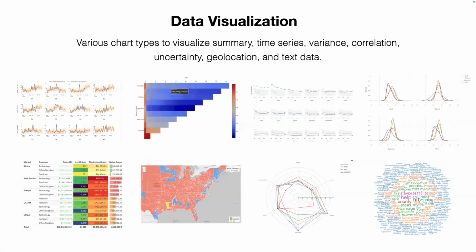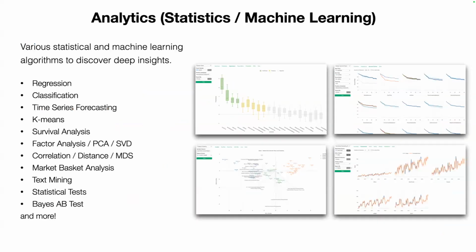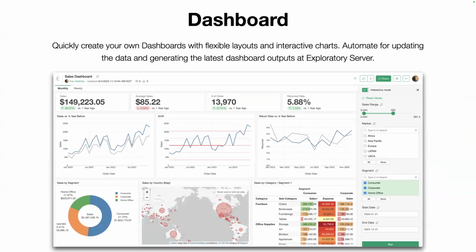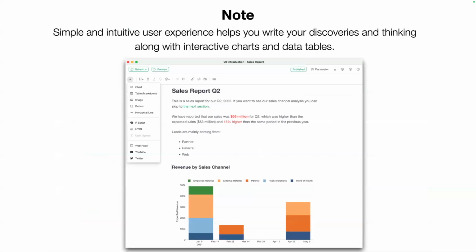And then data visualization provides various types of charts and functionalities to visualize the data and find patterns and trends more easily. From statistics to machine learning algorithms, you can employ various types of analytics methods and algorithms to find deeper insights. And then it's easy to create, publish and manage. This is a first-class dashboard you can create with Exploratory. And last but not least, you can create interactive notes with a WYSIWYG editor. Okay, so those are the functionalities of Exploratory.